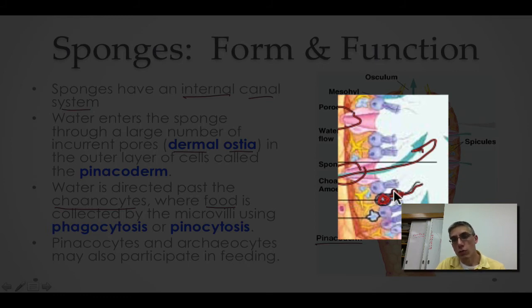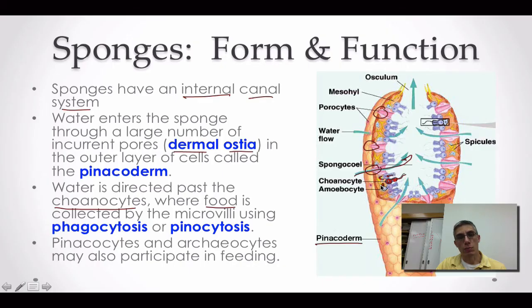It's going to bring the food down through the body of the cell, and eventually at this end of the cell is going to be an amoebocyte, and that amoebocyte is going to finish up digestion of that food for the sponge. Now, there also might be some accessory cells like pinacocytes and archaeocytes, which also might participate and help in the feeding of the sponge.